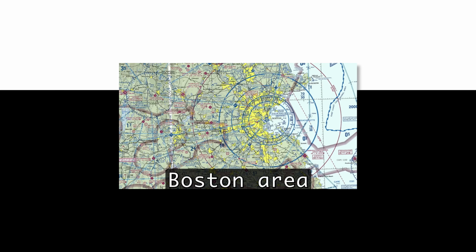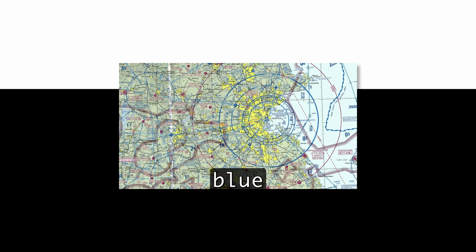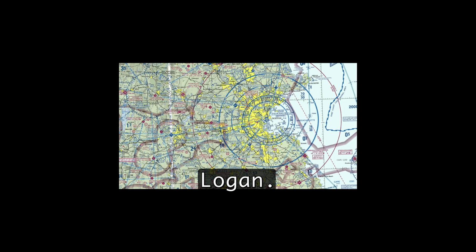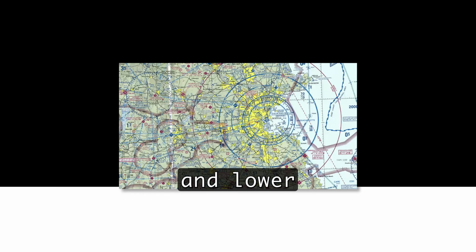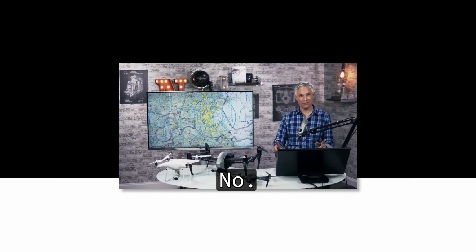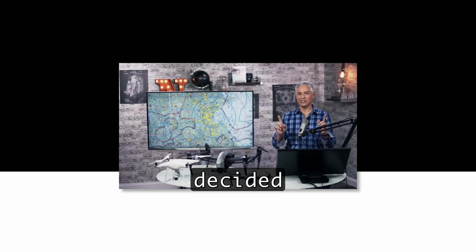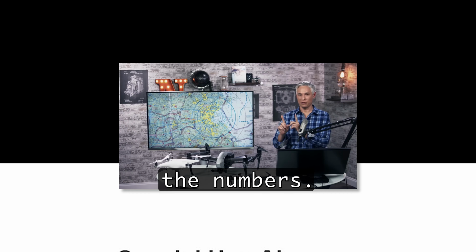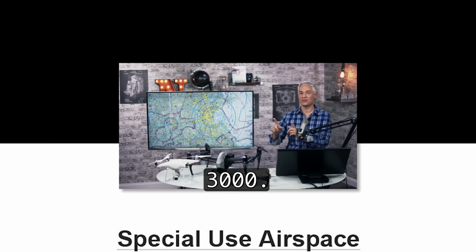This is the Boston area, Logan Airport. And what you'll see here are concentric blue circles. Remember when I showed you that chart of the upside down wedding cake? That's what these are indicating, the different altitudes of the Class B airspace around Logan. You'll see some numbers here, 70 over 30. This is the upper and lower limit of the Class B airspace. It's not 70 feet and 30 feet. No. The FAA has decided to drop 2 zeros from the numbers. So 70 means 7,000, 30 means 3,000.